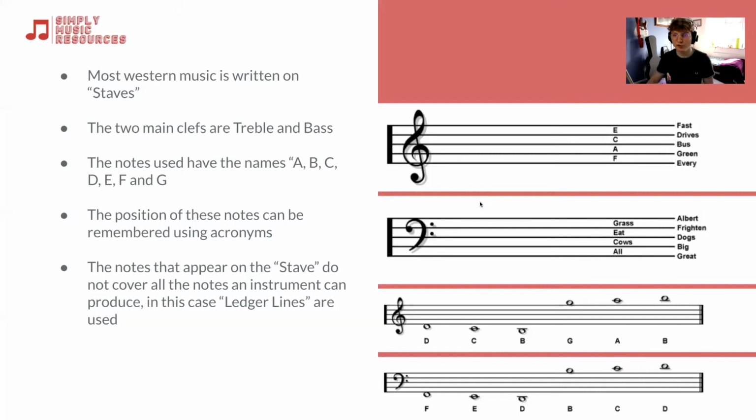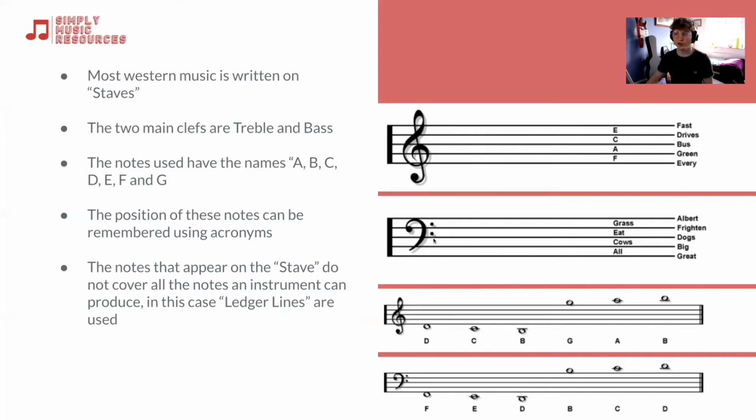The position of these notes on the stave, whether they're on a line or in a gap, can be remembered using acronyms. So for the treble clef, the lined note acronym is Every Green Bus Drives Fast. And the gap note acronym is FACE. It spells face. So if we pick a line at random, so the third line here, Every Green Bus. Bus is the third word, so all the notes that appear on this line are a B because bus starts with B. Similarly, if we choose the fourth gap here, we spell F-A-C-E. The fourth letter in face is E, so all the notes in the gap up here are E's.